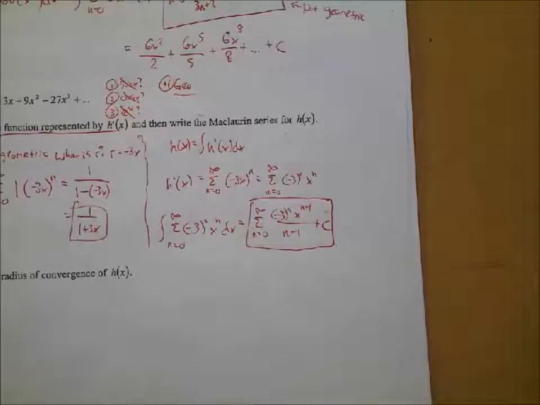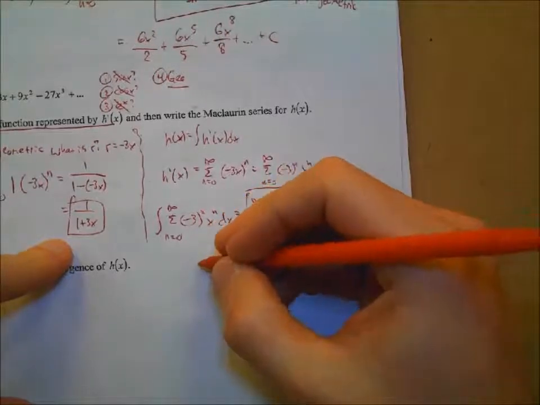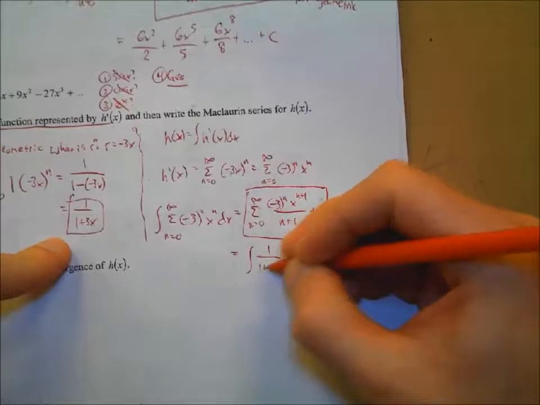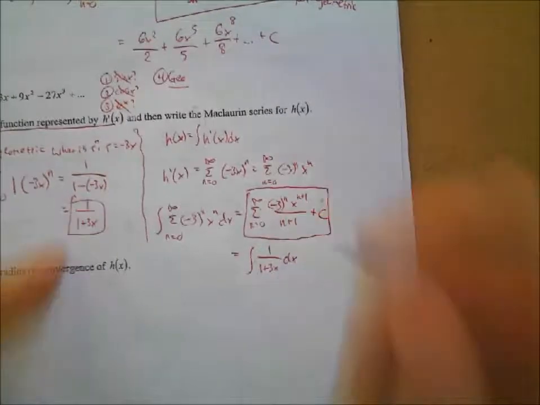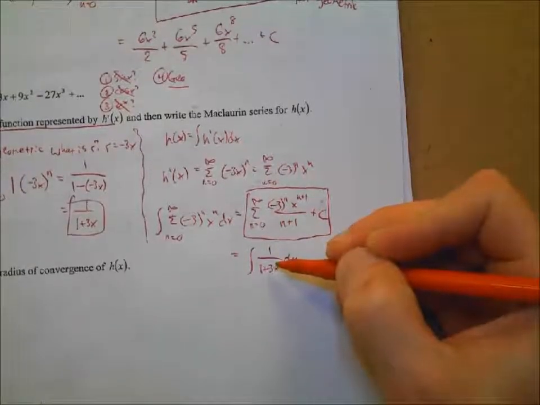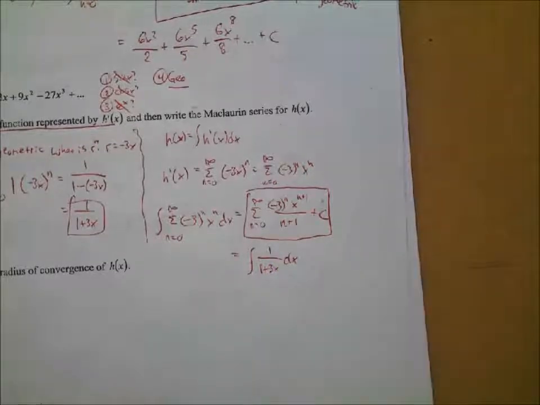Now, of course, that's the power series for the integral of h prime. That is the power series for h of x. But what if we wanted to come up with the actual function for h of x? Well, we know h prime is exactly 1 over 1 plus 3x. So this power series is also equal to the integral of 1 over 1 plus 3x. We can just integrate 1 over 1 plus 3x if we wanted to get the actual function.